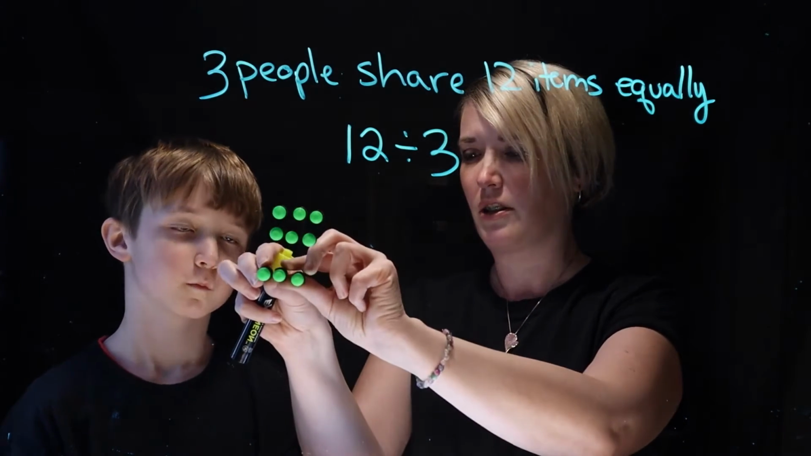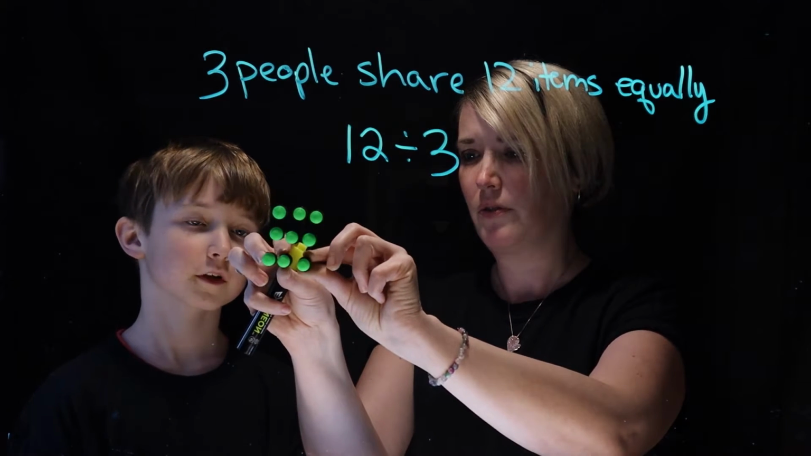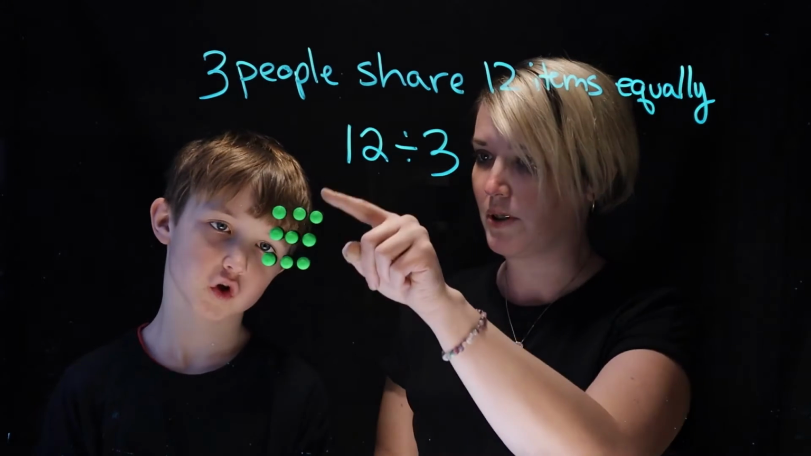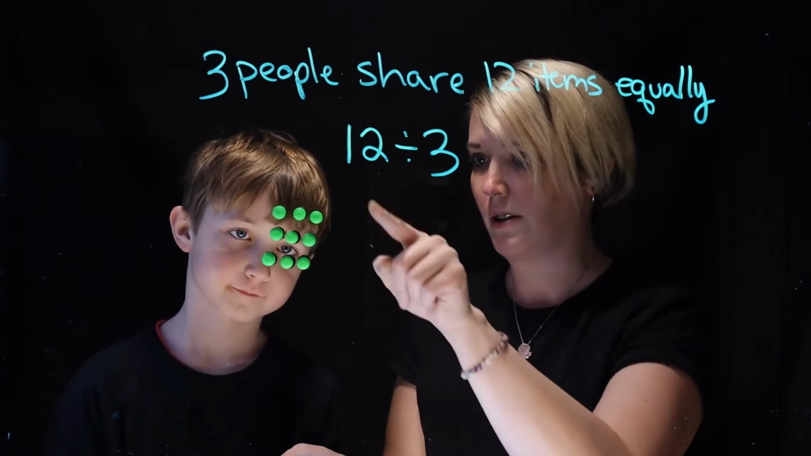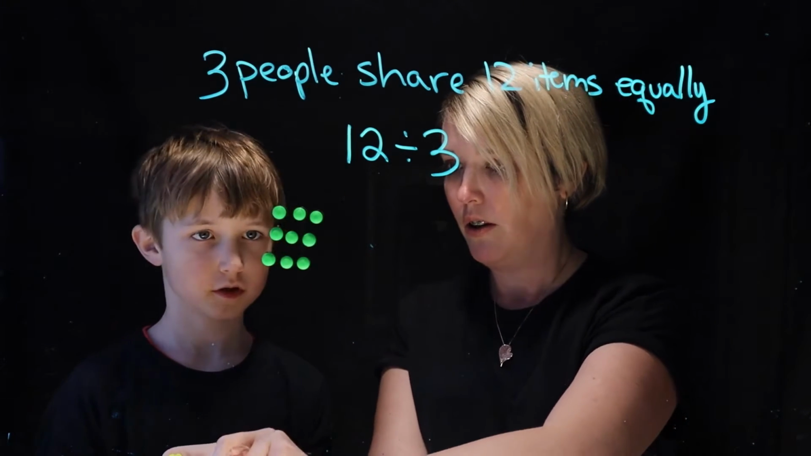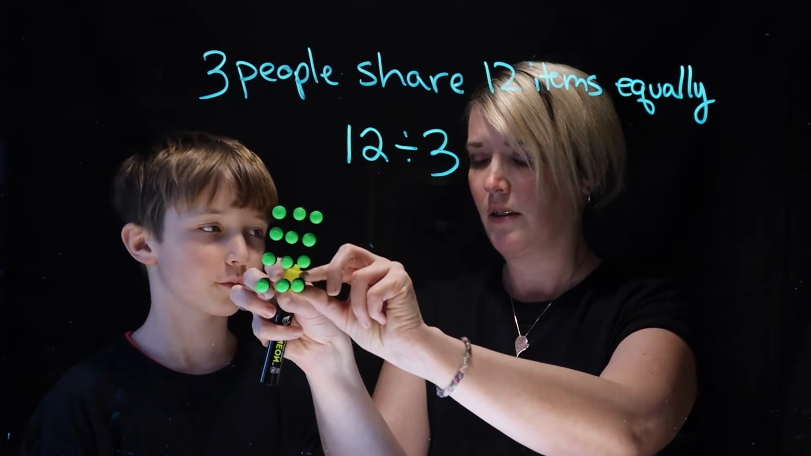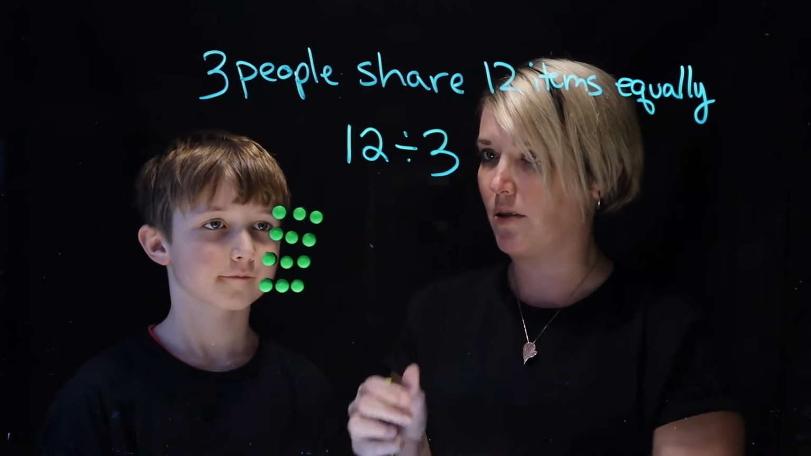So let's give everyone one more. To get 9. 9, yep, but that's not enough yet either. So each person has 3 things, but we only have 9 in total. Okay, so let's bring in another 3. To get 12. Okay, so there we go.